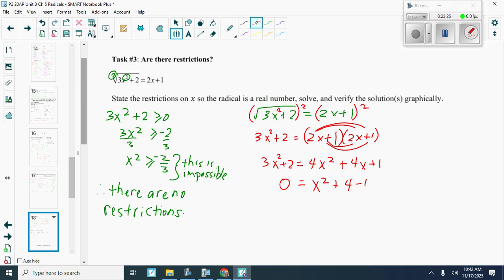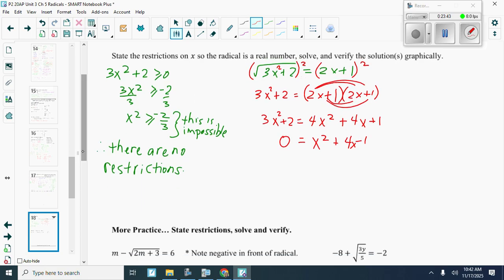Okay, so can we factor that? Are there two numbers that multiply together to give me -1 and add to give me +4? Not any combination that I can think of, so indeed, that means we're moving on to the quadratic formula to solve this.